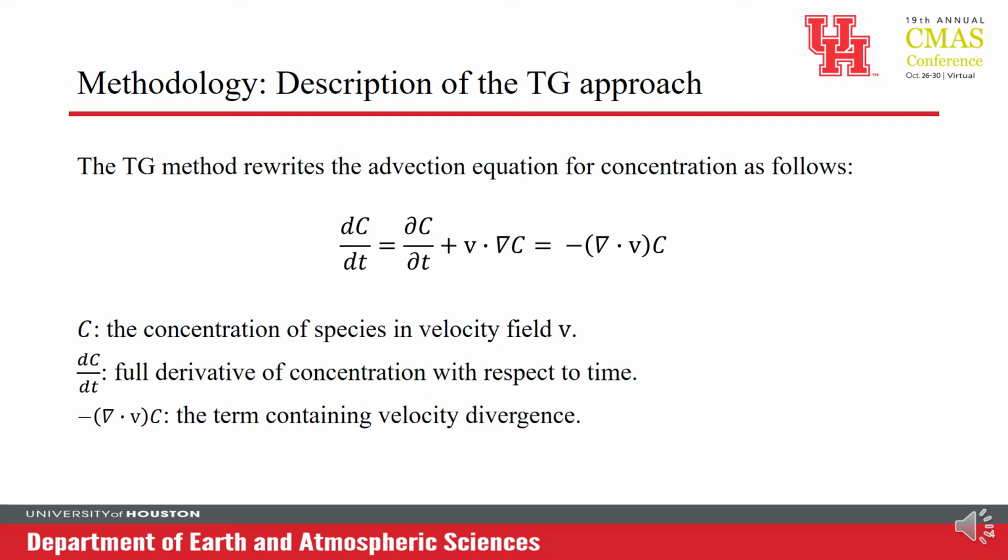When we're discussing the Lagrangian advection, we need to have an advection equation which is solved in a Lagrangian format. So here the TG method, the trajectory grid method, rewrites the advection equation in this format, where C is the concentration of species in the velocity field of V. The first term is the full derivative of concentration, or as we say, the Lagrangian advection term. And this term is the term containing velocity divergence.